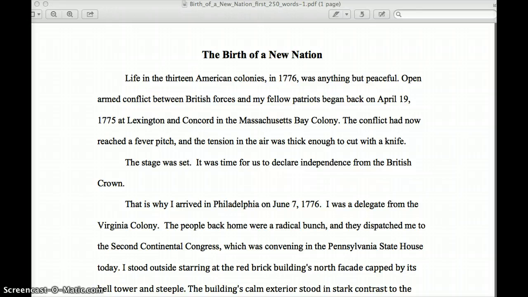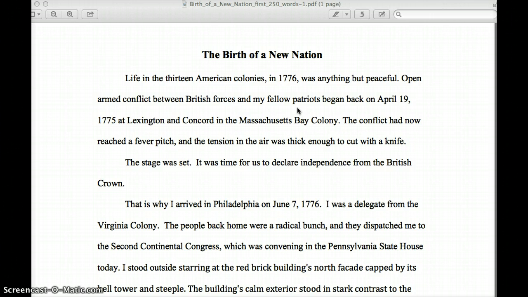So let's look at some of the things the writer does here to establish this historical context. Right away, there's certain language, there's dates, there's proper nouns, there's names of places, there's names of issues, there's a description of events that are happening. All of this creates that historical context. Notice right here it says life in the 13 American colonies. Well, that takes us back to the 1700s. Here's a specific date. I mention an issue here, open conflict between British forces and patriots.